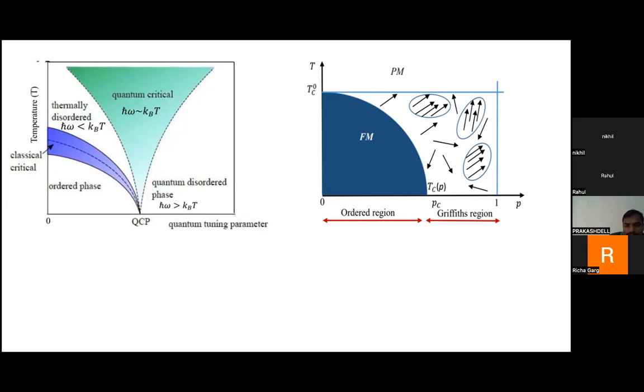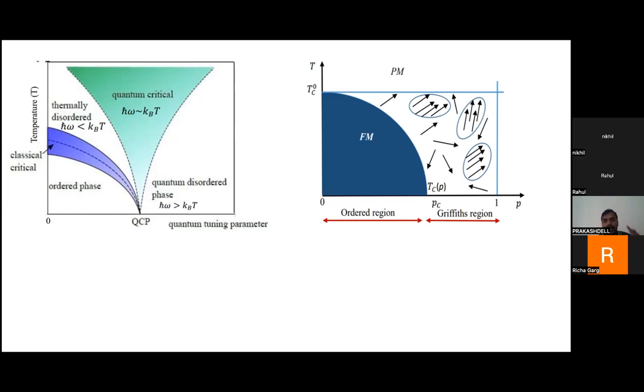So what is the quantum disordered phase? That means temperature has hardly anything to do with it. It is the phase dominated by zero-point fluctuation. But how about if they both are of the same order or approximately similar magnitude? That is called the quantum critical regime.